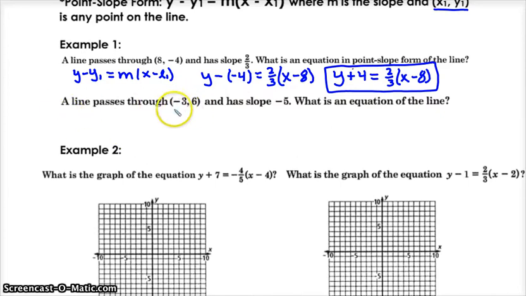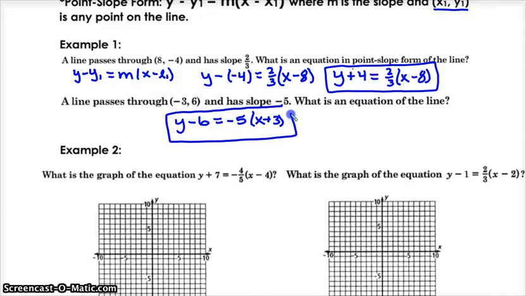So in the next example, I've got a point, -3, 6, and I've got a slope, -5. When I write the equation of that line, it's going to be y minus the y-coordinate, which is 6, equals the slope, -5, times x minus the x-coordinate, which is -3, so that's x plus 3. And there's your final answer of your line written in point-slope form. So we've taken a point and a slope and put it into that form. Let's try some graphing.